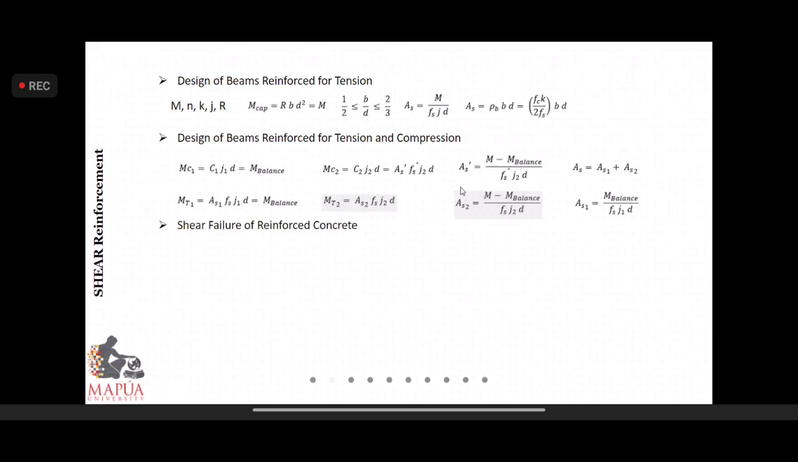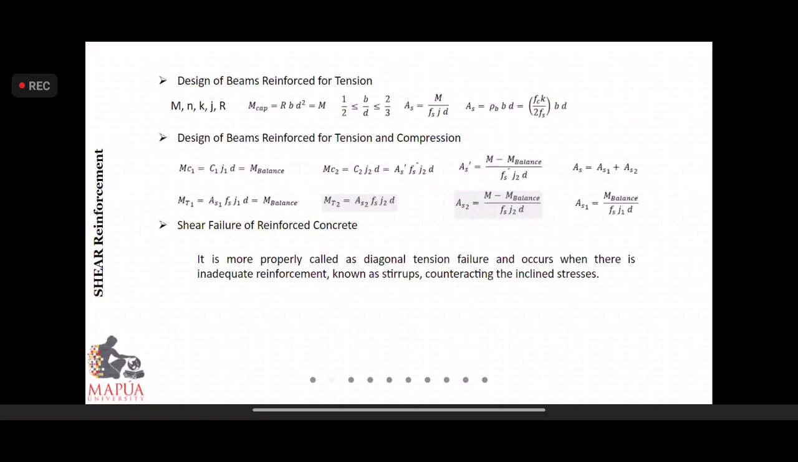Then we consider the shear failure of reinforced concrete. It is more properly called diagonal tension failure and occurs when there is inadequate reinforcement, known as stirrups, counteracting the inclined stresses. Shear stress, notated as lowercase v, is equal to VQ over Ib.